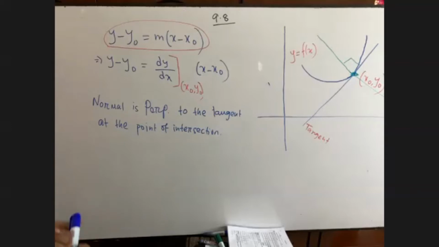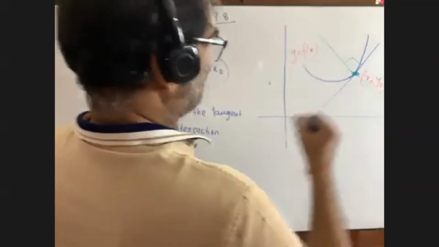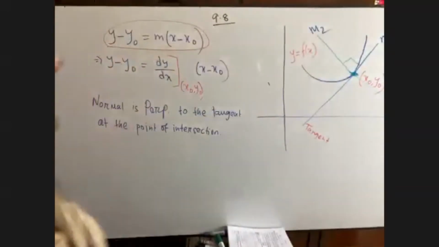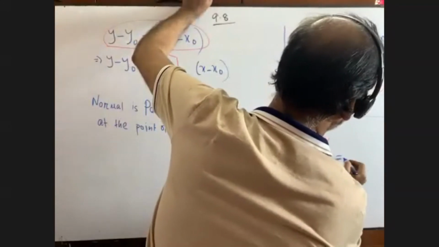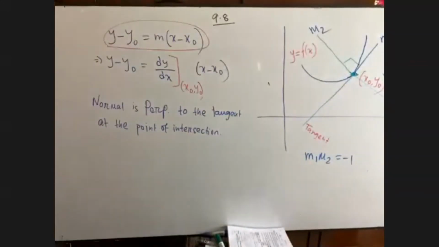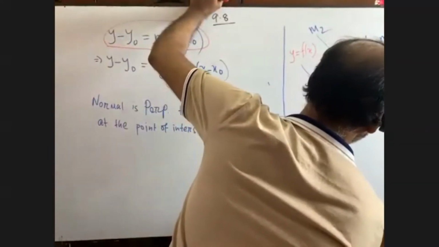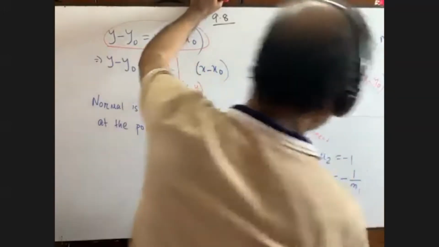What would be the equation of the normal? We know, suppose their slopes are m1 and m2. So what is the formula? m1 m2 equals what? Minus 1. For perpendicular lines, m1 m2 equals minus 1. In class 9 and 10 you are taught this. So from here we get m2 equals minus 1 by m1.